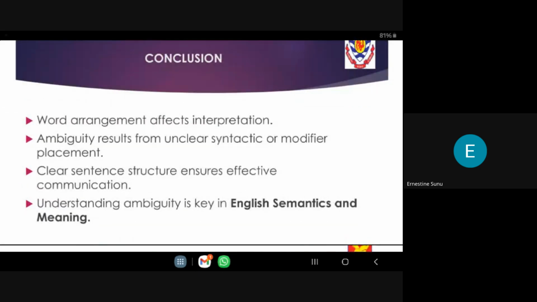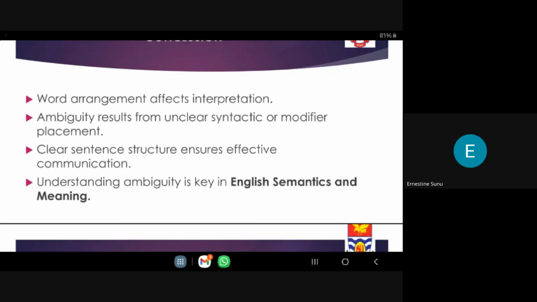Conclusion: word arrangement affects interpretation. Ambiguity results from unclear syntactic or modifier placement. Clear sentence structure ensures effective communication. And last but by no means least, understanding ambiguity is key in English semantics and meaning.